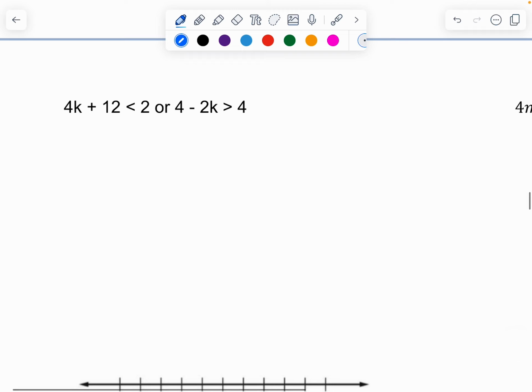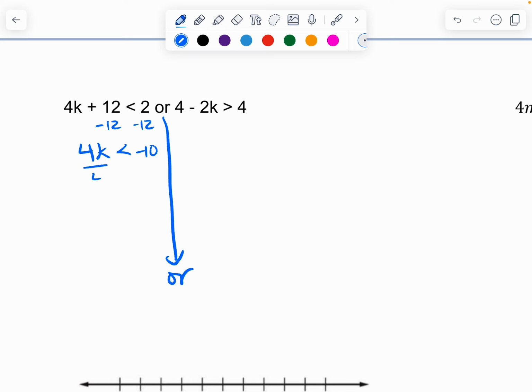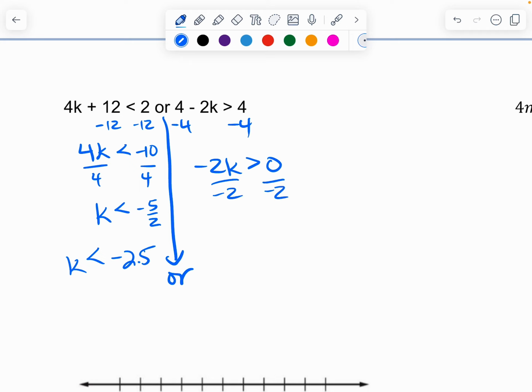Okay. Over here, doing it again, subtracting 12 from both sides. Bring the or down. 4k is less than negative 10, divide by 4. Get k is less than negative 5 over 2, which is negative 2.5. Either one of those will work. I should have put it next to the or. Subtract 4 from both sides, get negative 2k is greater than 0. Divide by negative 2. I divided by a negative, so k is less than 0.